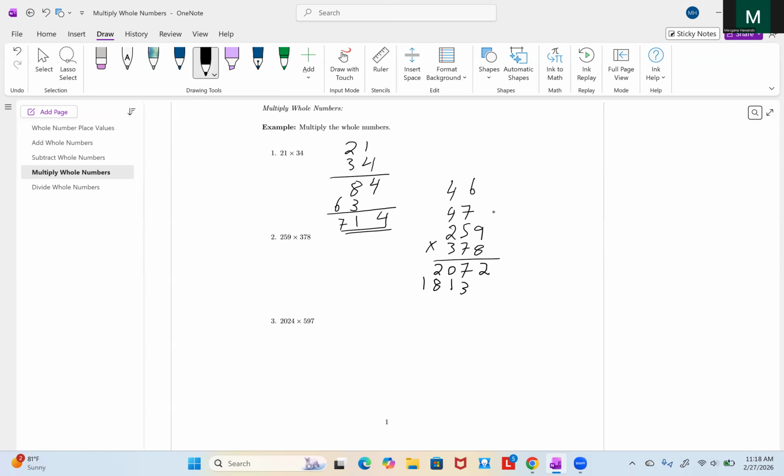Now we multiply 3 times 9 is 27. So we put it under here, the 7, and carry over the 2. Then we have 3 times 5 is 15. 15 plus 2 is 17. Put down the 7 and carry over the 1. Three times 2 is 6. 6 plus 1 is 7.